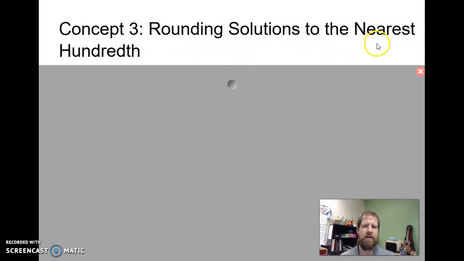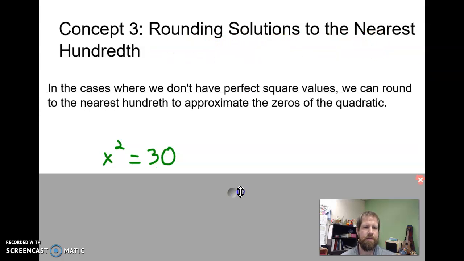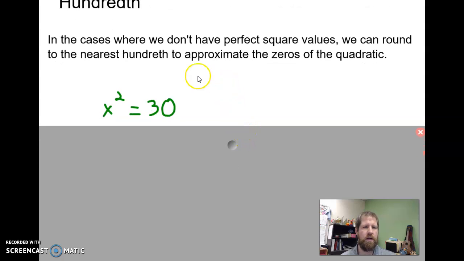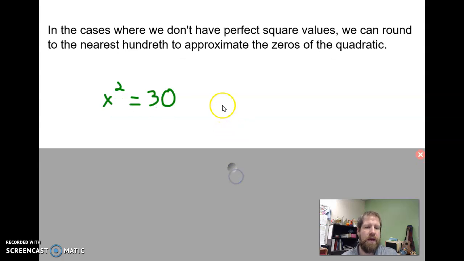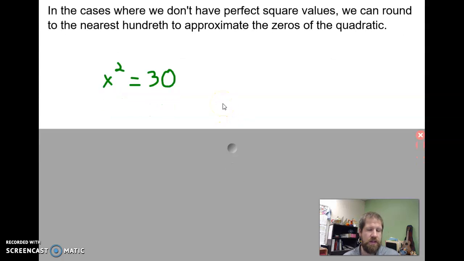Concept 3, rounding solutions to the nearest hundredth. All right, so there are cases where we're not dealing with perfect square values, and we're going to have to approximate. There's a lot of these situations that happen in real life. In fact, most of them, right?